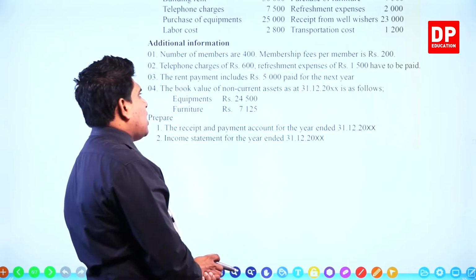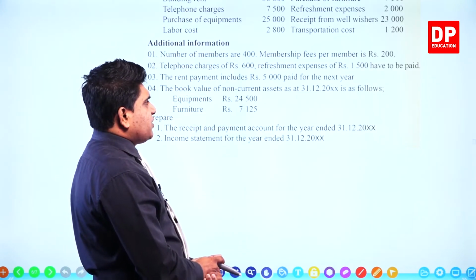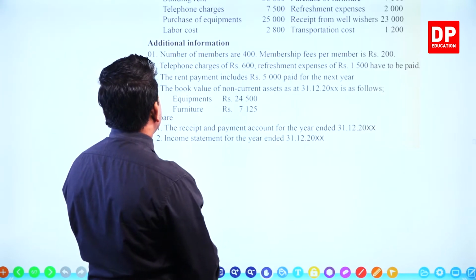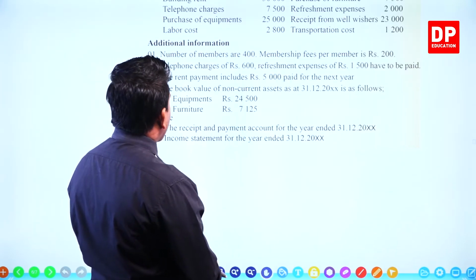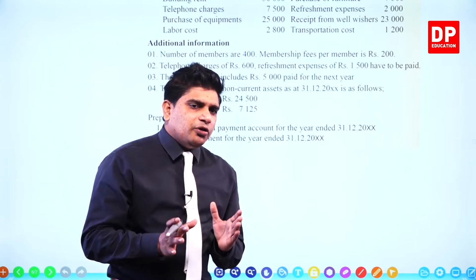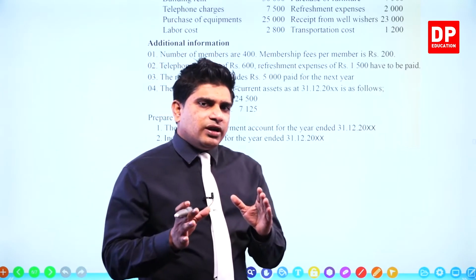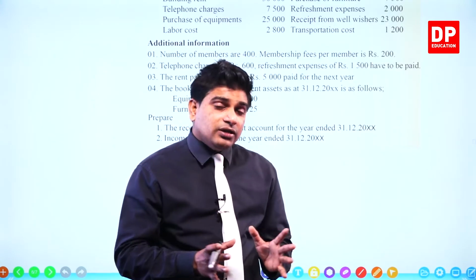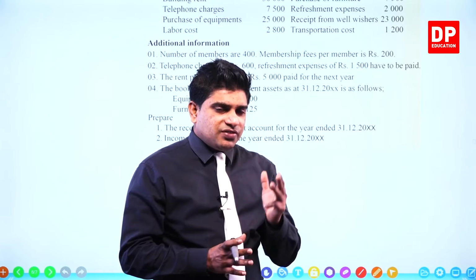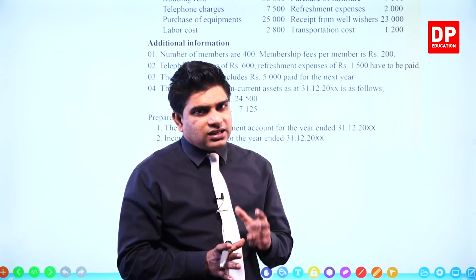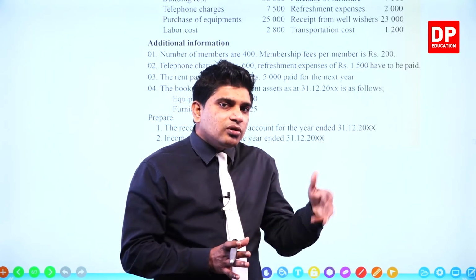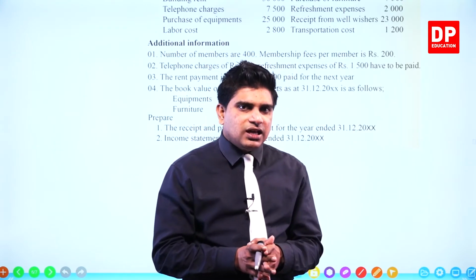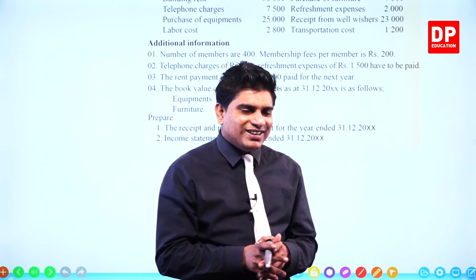Number of members are 400. Membership fees per member is 200. Remember, I have taught you, even though they have given received membership fees, if they have given the number of members and membership fees per head, you multiply the number of members by the membership fees per head. That answer you consider, it is the annual membership fees income, right?